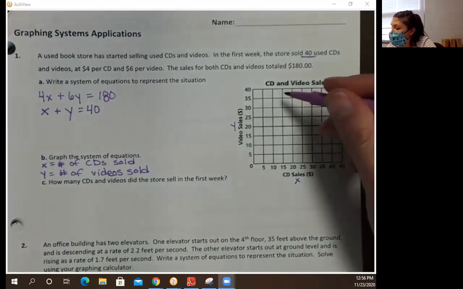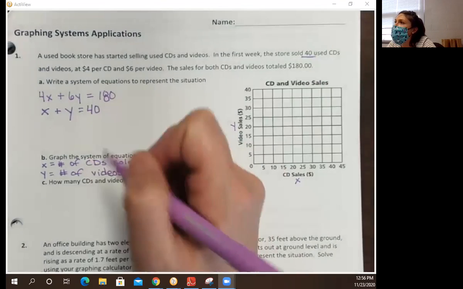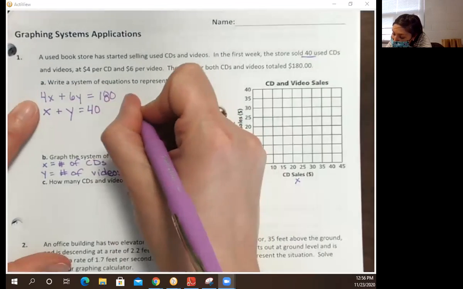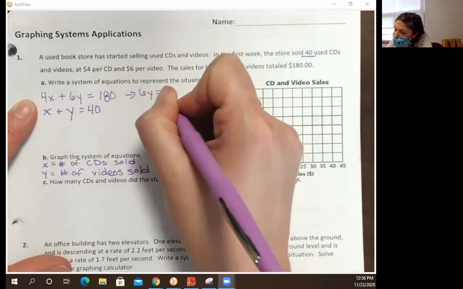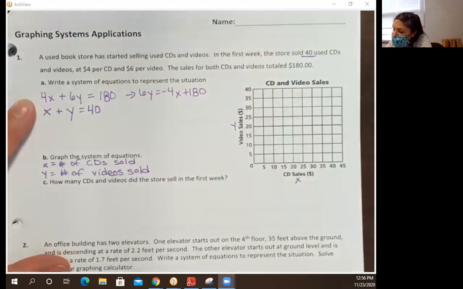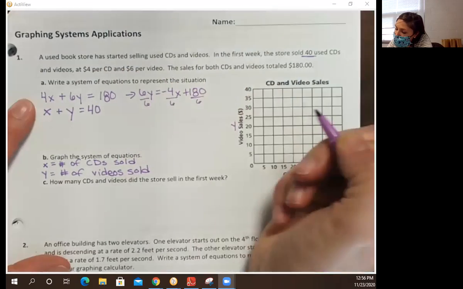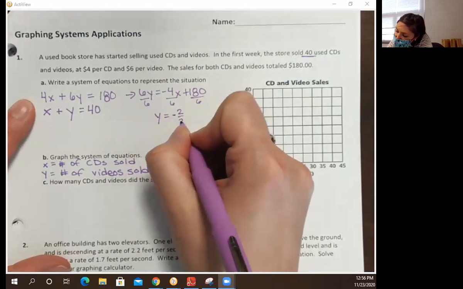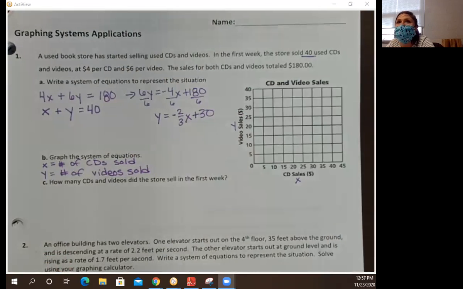Now I want to graph each of these equations on my coordinate plane over here. So I'm going to go ahead and change these to slope-intercept form to make them a little easier to graph. For my top equation, I'm going to move the 4x to the other side. So that would give me 6y equals negative 4x plus 180. And then to get y by itself, I have to divide each term by 6. So I get y equals negative 2/3 x plus 30 when I reduce.